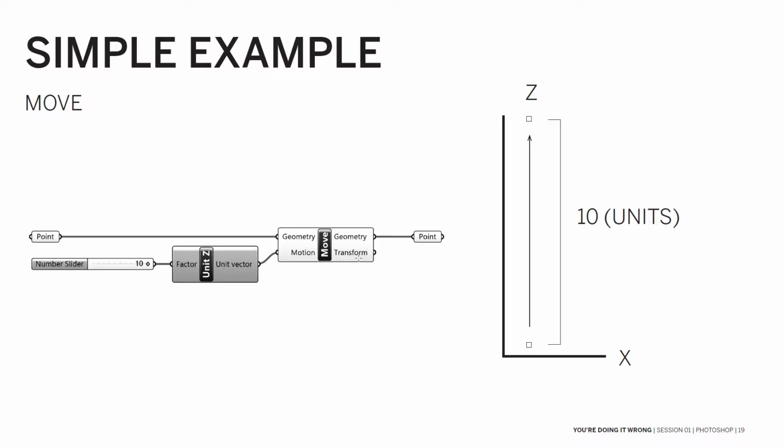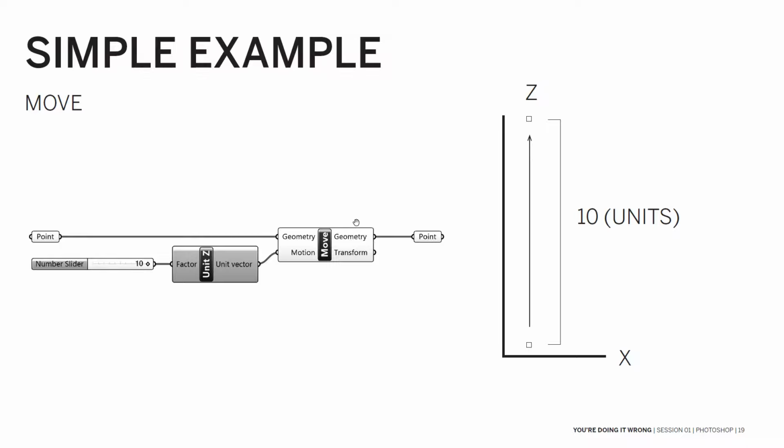So you create a unit Z component, or unit Y component, or unit X component, or a vector which can be pointed in any direction, and we'll see that too. And then a number slider that's set to 10, which is going to tell Grasshopper to move that point in the Z direction by 10 units. And the units Grasshopper uses are the units your Rhino is set to. So if your Rhino is set to feet, it'll be 10 feet. If it's set to meters, it'll be 10 meters, etc.